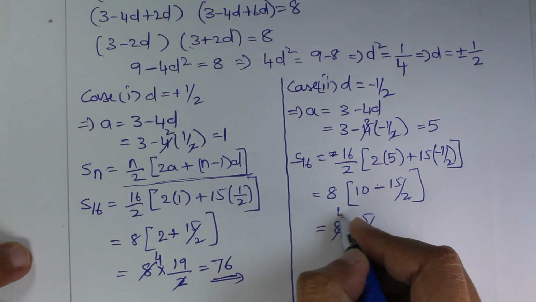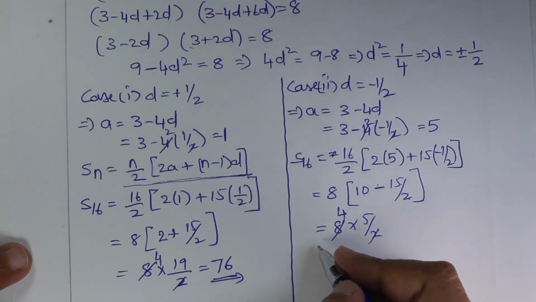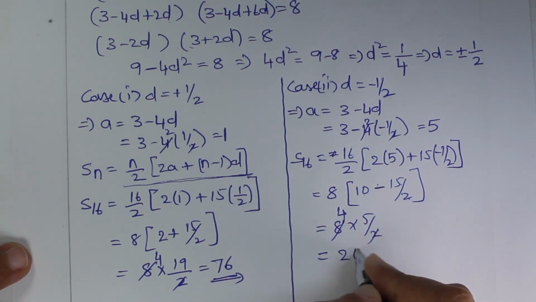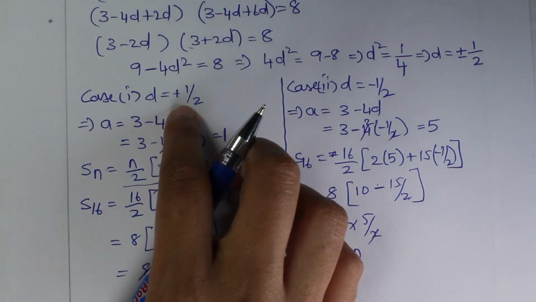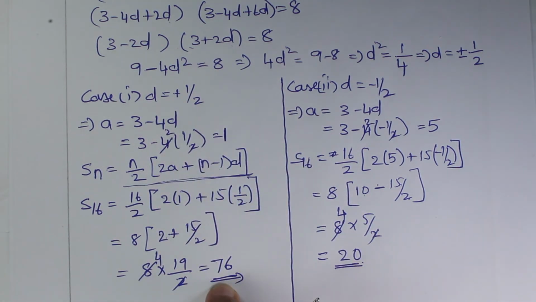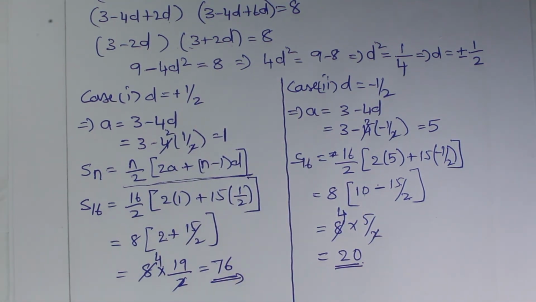2 ones are 2, 2 fours are 8. Okay, that is equal to 5 into 4, 20. So if d is equal to minus half, then the sum of the 16 terms is 20. If d is equal to plus half, the sum of the 16 terms is 76. Hope this is clear for you.